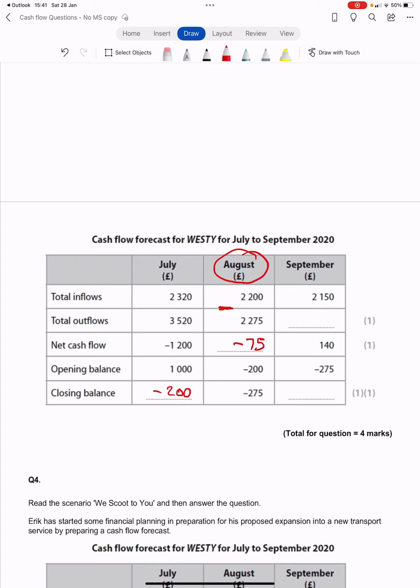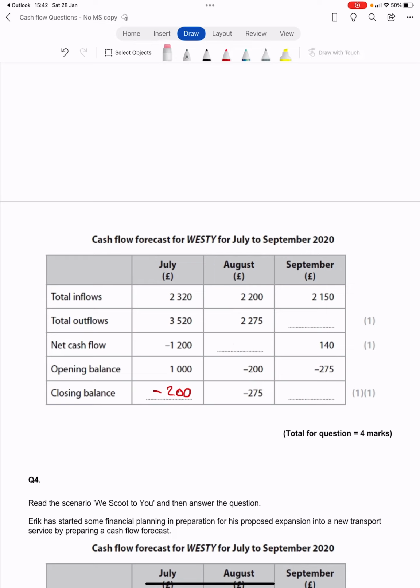So our opening balance was minus £200. However, our new closing balance is now minus 275. We can check that. We know that minus 75, and then we've got minus £200 to start with. So now we've got minus £275.